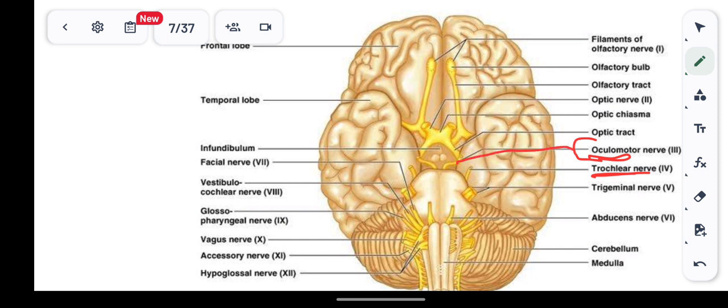So what are the features of the trochlear nerve? This is the only nerve which takes a loop, meaning it goes backward and then comes forward again. First it goes dorsally, then it comes ventrally. So obviously it is taking a loop, so it has the longest intracranial course. The second thing is that it decussates internally only, meaning it decussates within the midbrain itself. And the third point is that it is the thinnest and the smallest nerve.